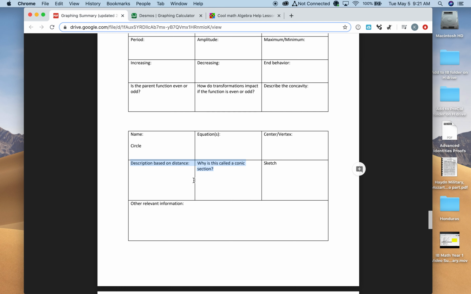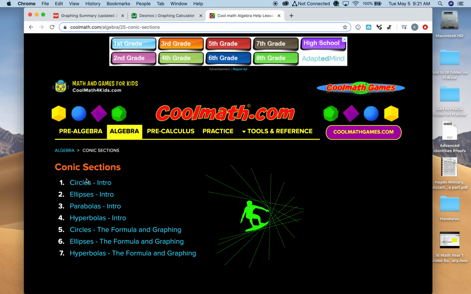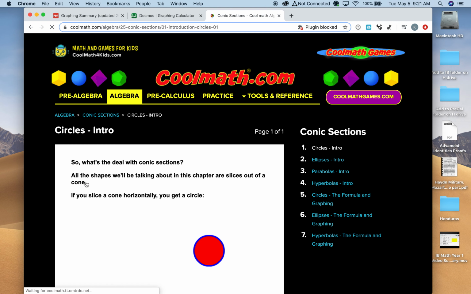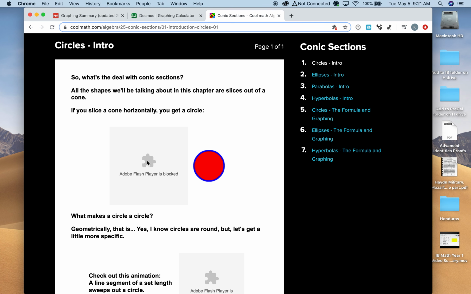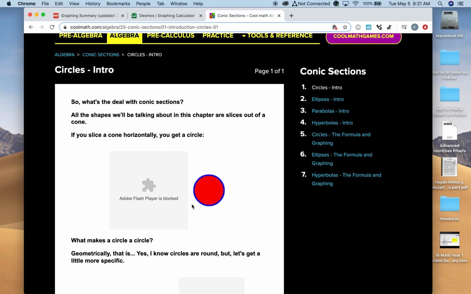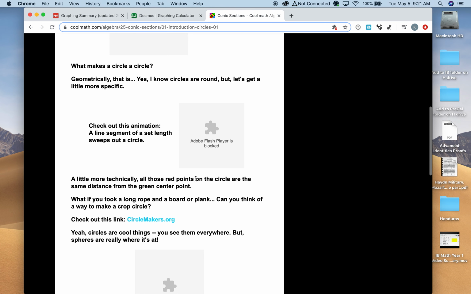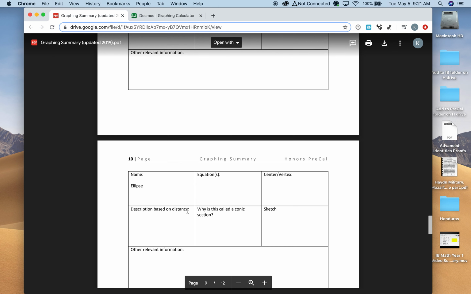I don't remember if I spent enough time on it while we were doing our distance learning, but if you go to this cool math algebra help, each one of these has, oh, it blocked it. Well, okay. If you slice a cone horizontally, all right, I'm sorry. Come to this, turn on your Adobe Flash or whatever so you can kind of see what they're showing you, which is how you slice a cone to get a circle, and then they show you the fact that they're equally distant around the point. They're all kind of cool, but sorry. Okay. So that's what I mean by those things. So these are the different conic sections.